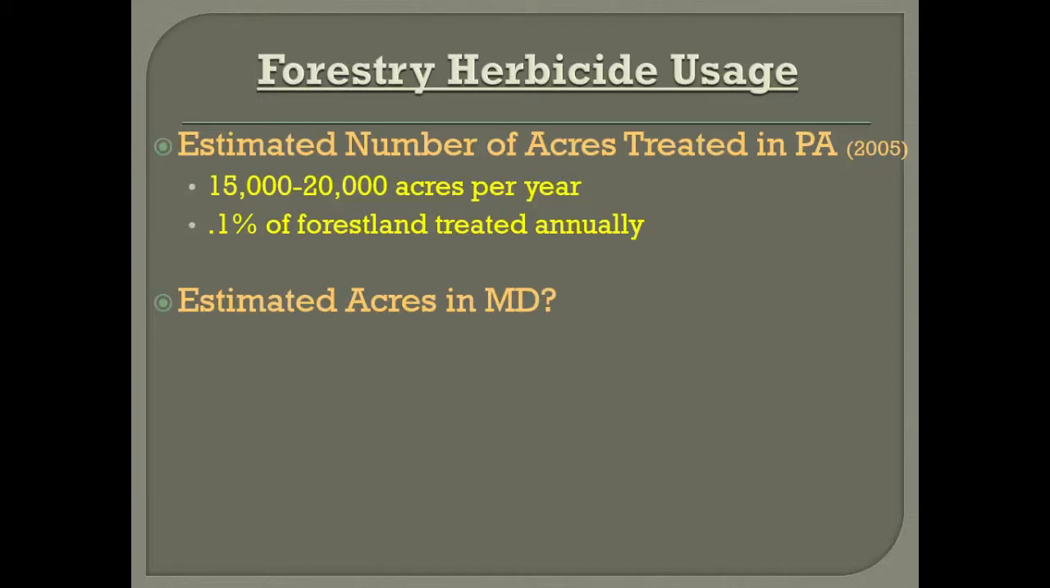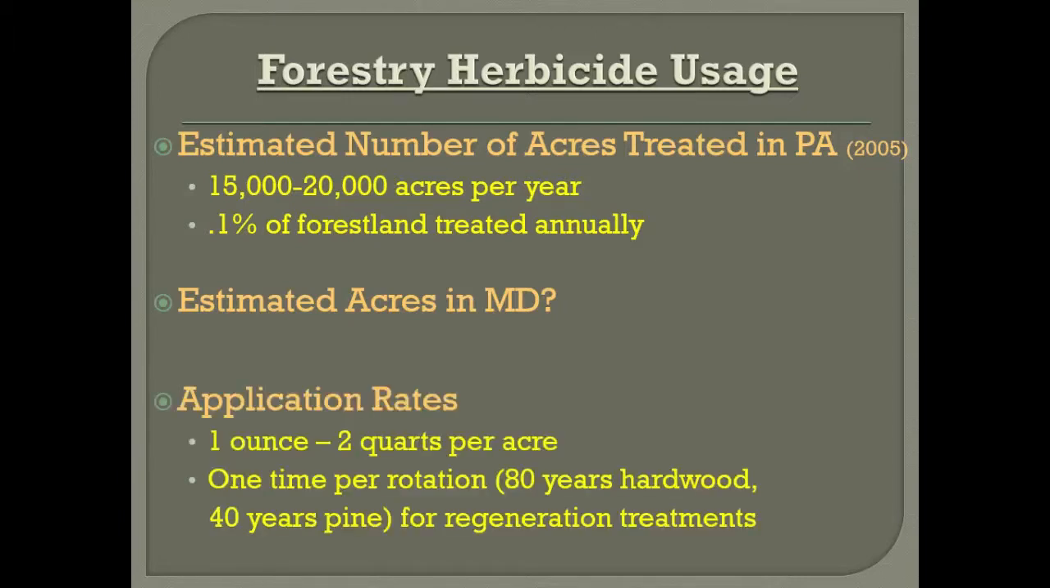There's ecosystem and diversity issues and things like that. But again, relatively, we're talking about a relatively lower number of acres in terms of impact. And the application rates, most forestry applications that we're talking about, 1 ounce to 2 quarts per acre, maybe one time or a couple times per rotation of 80 years.